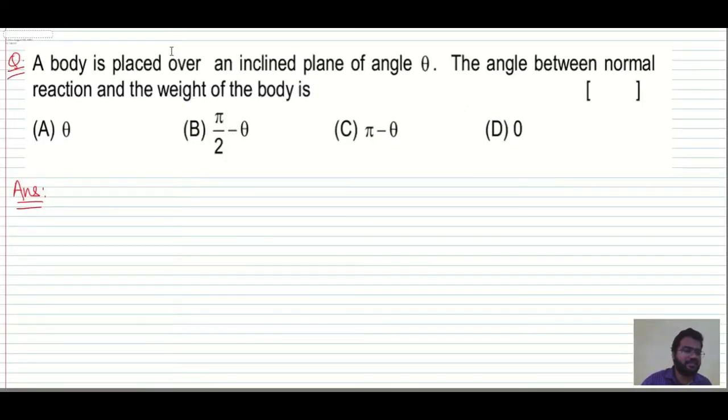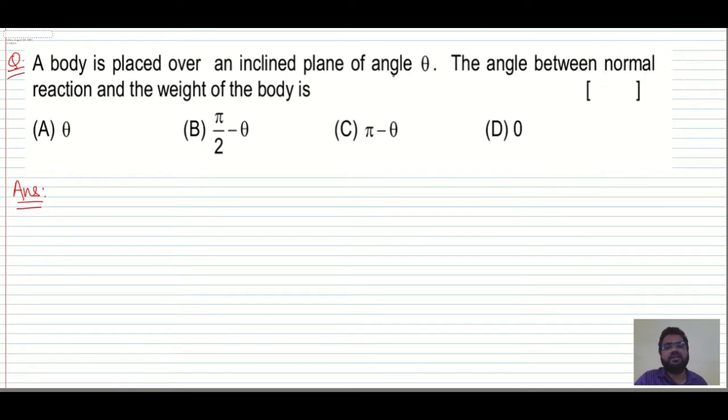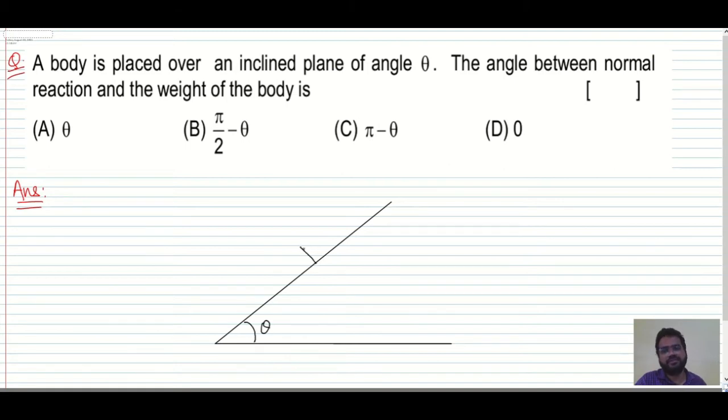So let's start with laws of motion DPP 5, and in this, as you can see, first question we have, and that is a body is placed over an inclined plane of angle theta. So one inclined plane is given. This is the inclined plane supposed to be of angle theta given, and one body is placed over it of mass m. Supposed to be the angle between normal reaction and weight of the bodies. So weight of the body is W, and that is vertically downward.